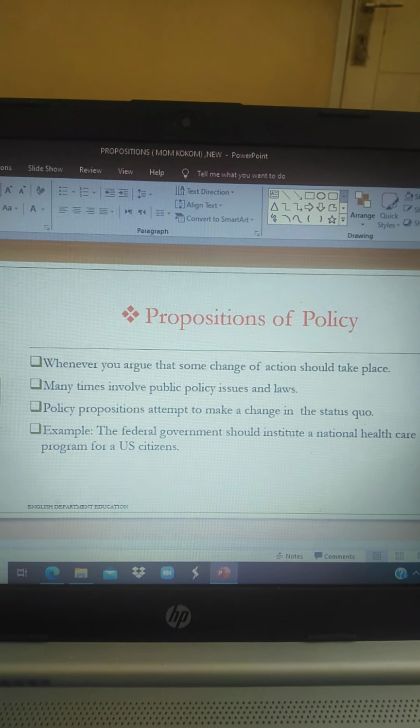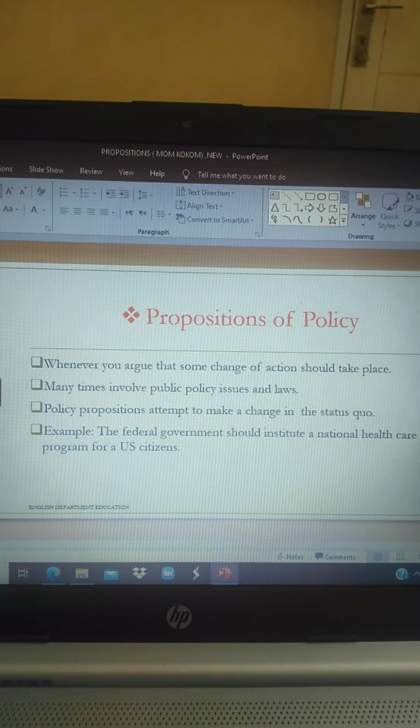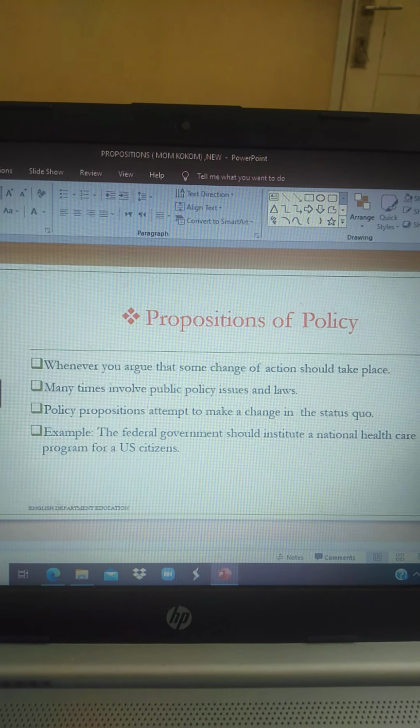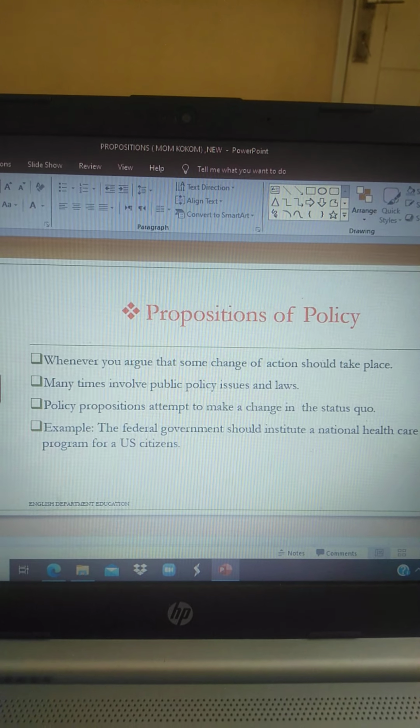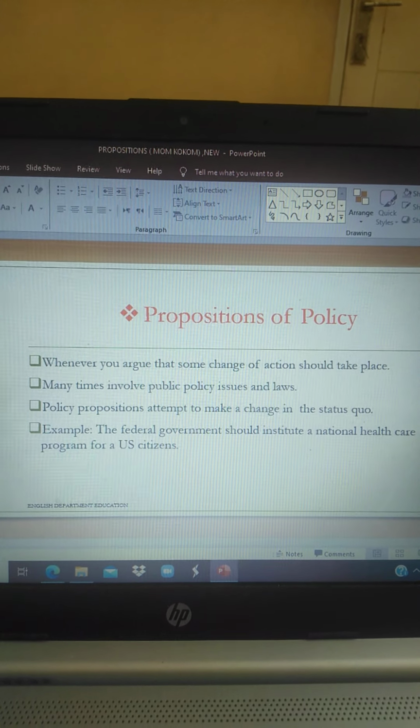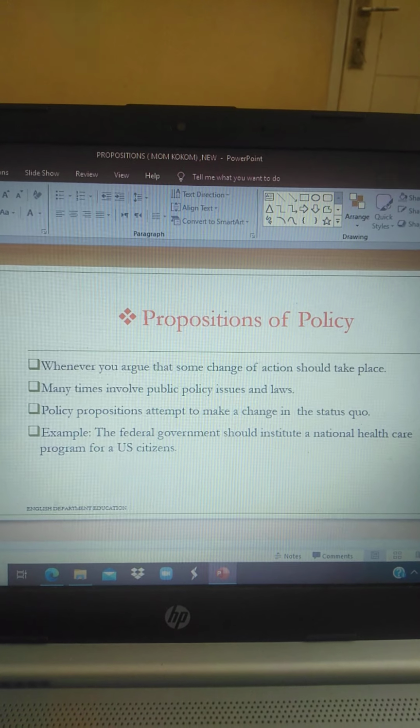Next, propositions of policy. Whenever you argue that some change of action should take place, many terms involve public policy issues and laws. Policy propositions attempt to make a change in the status quo.